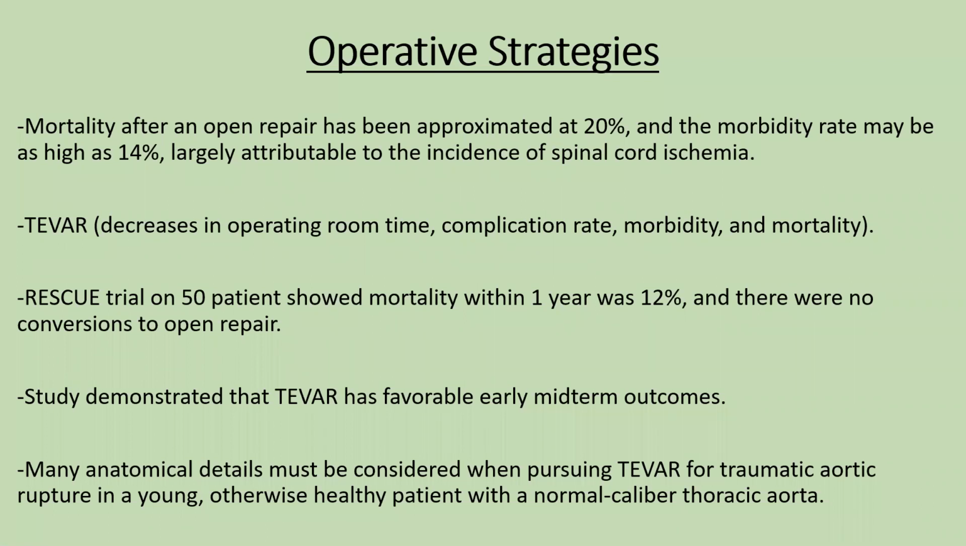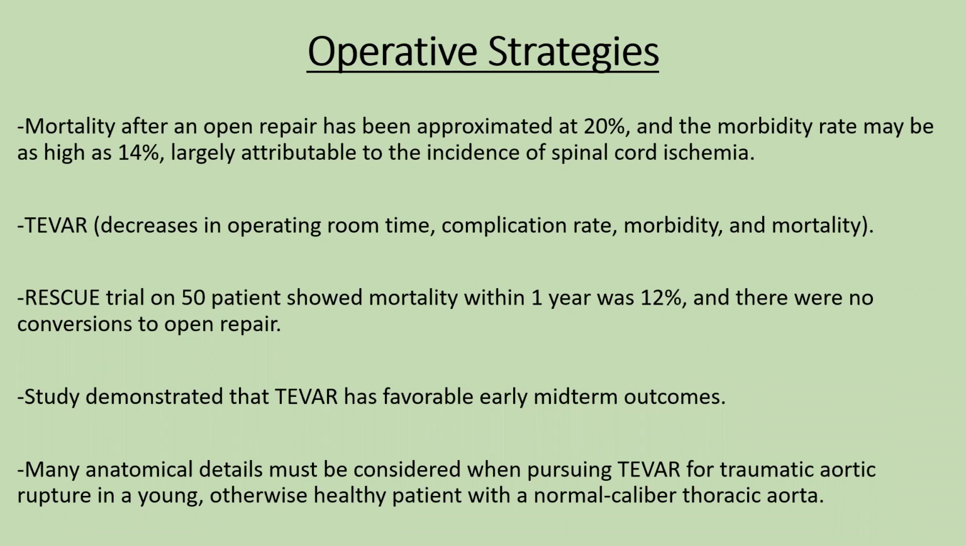So that will take us to the operative strategy. Mortality after an open repair has been approximated at 20%, and the morbidity rate may be as high as 14%, largely attributable to the incidence of spinal cord ischemia. So TEVAR of traumatic aortic disruption has grown immensely in the current era because of the decrease in operating room time, complication rate, morbidity, and mortality.